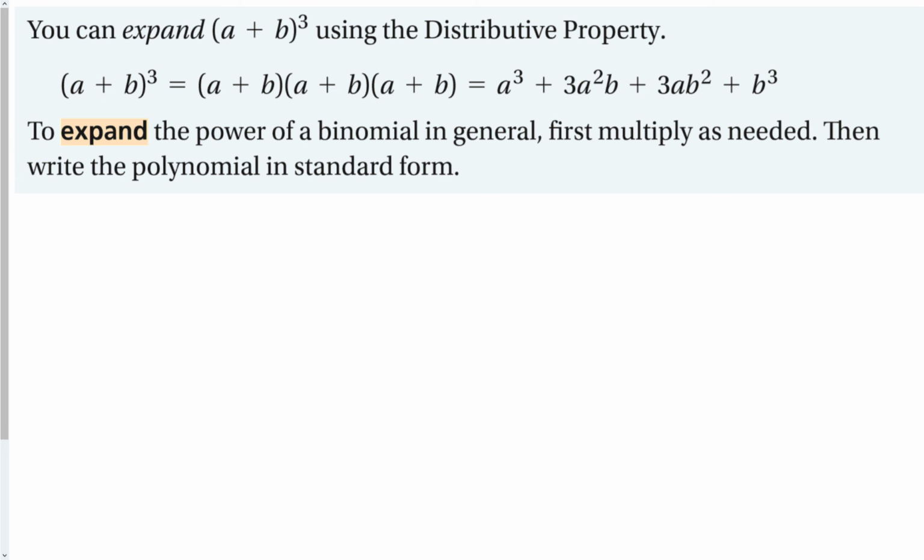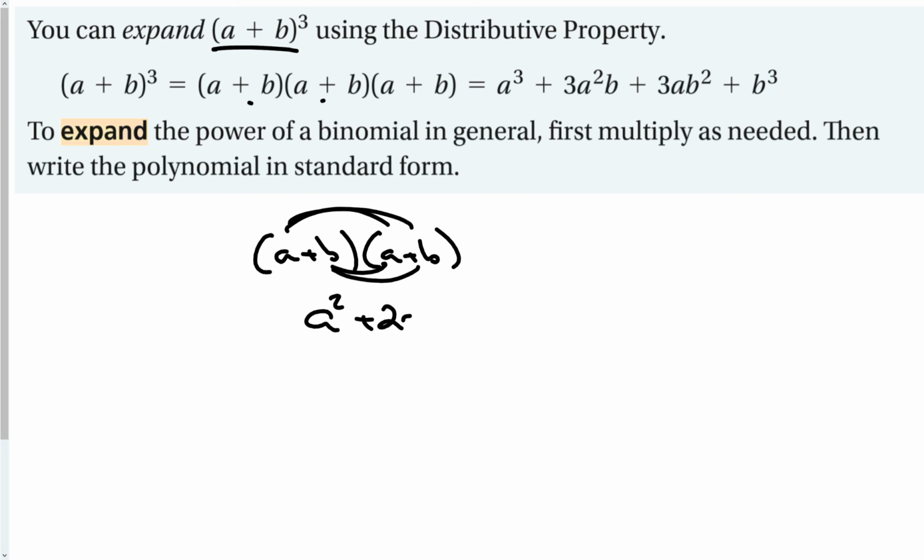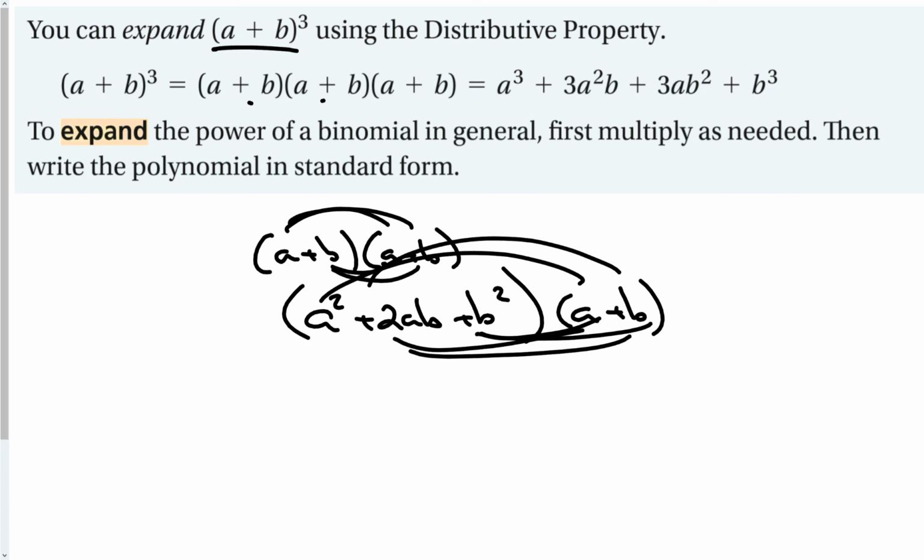Okay? So, we could, if we wanted to, take a plus b to the third and expand it using the distributive property. That just means we're going to take a plus b and multiply it together 3 times. The way you would do it would be a plus b times a plus b. We would FOIL this together and you would get a squared plus 2ab plus b squared, and then you would take that whole thing and multiply it by a plus b for the third time. And then you would distribute each term, and you would finally wind up with this expression right there.